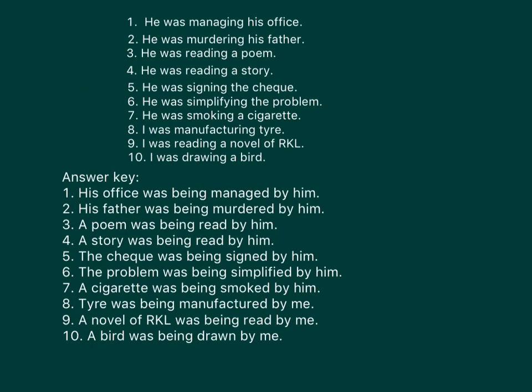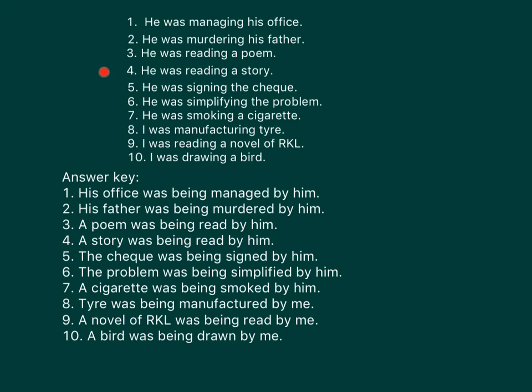Here are the answers. Number 1. Active voice. He was managing his office. Passive voice. His office was being managed by him. Number 2. Active voice. He was murdering his father. Passive voice. His father was being murdered by him. Number 3. He was reading a poem. Passive voice. A poem was being read by him.